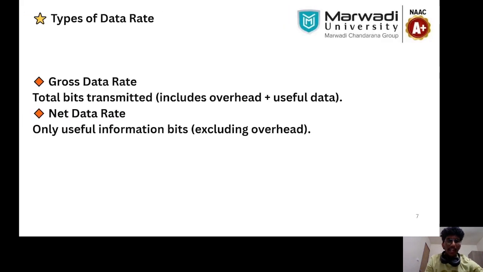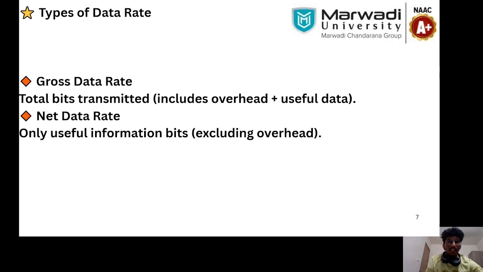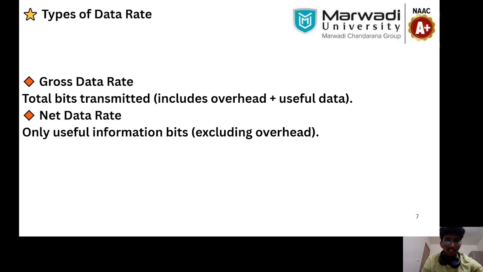Here are the types of data rate. There are types of data rate like gross data rate, which is the total bits transmitted, including overhead plus useful data. And the net data rate, which is only the useful information bits, excluding overhead.